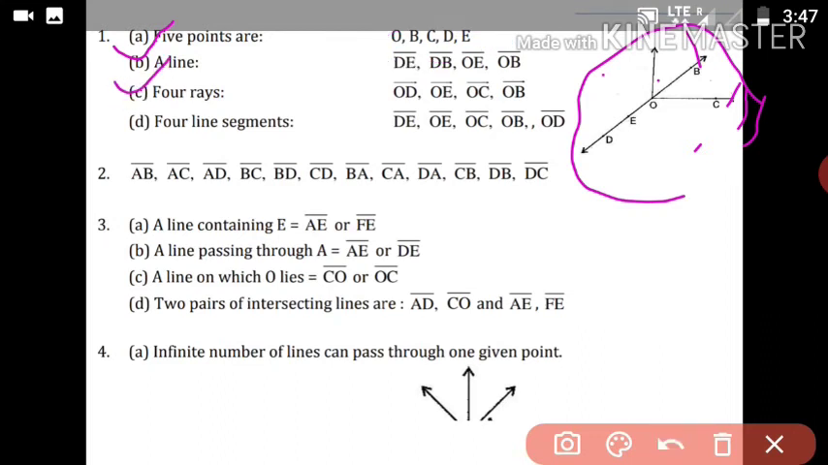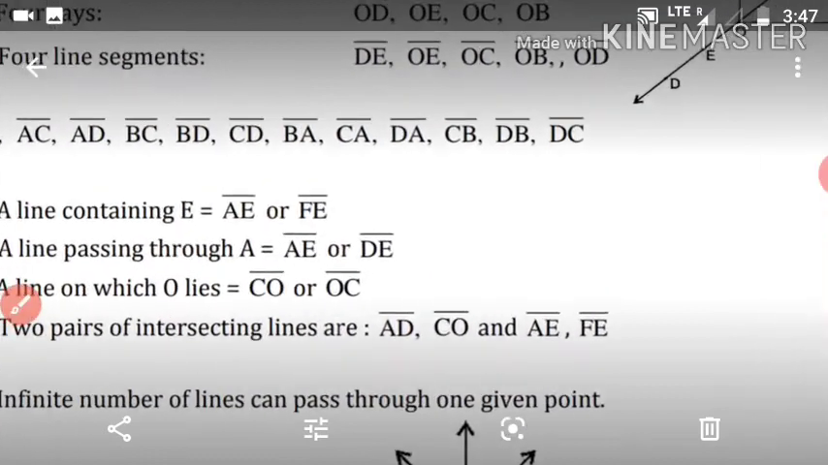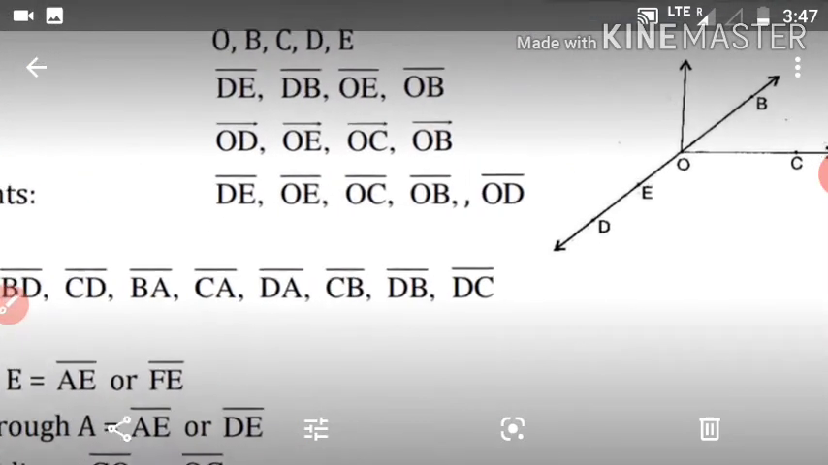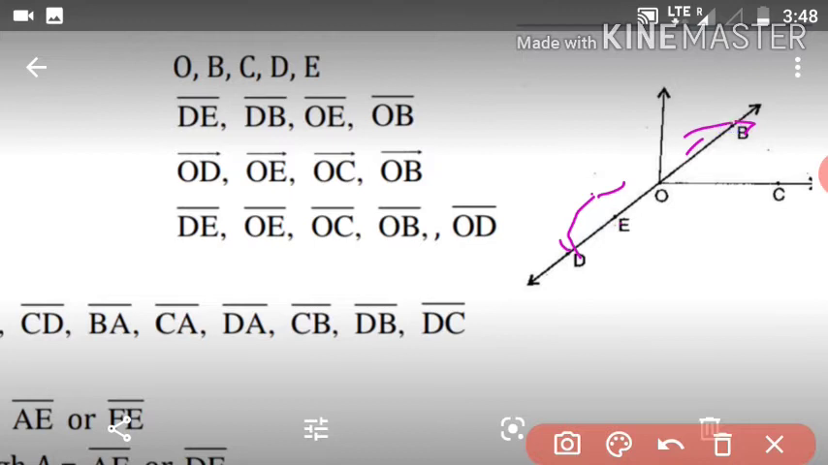Now next, a line. Now you have to say a line, isn't it? So DE. You can see from D point to E, this is one line. Again I will zoom it out. You can see here D to E, this is one line. Now D and B. D to B is also one line, isn't it?